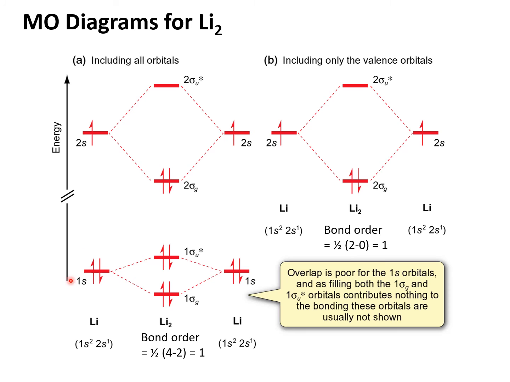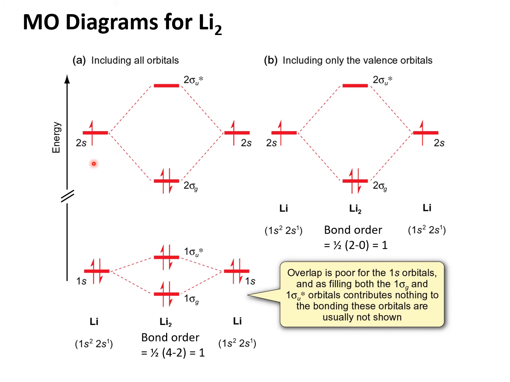Okay. Now, even though we've shown the molecular orbitals formed by the 1s atomic orbitals, they actually don't contribute very much to bonding. This is because they represent core electrons, right? In the case of lithium, the 1s atomic orbitals are core electrons. As a consequence, the overlap between the 1s orbitals is very poor, and so they really don't contribute anything to bonding in the molecule. As a consequence, we usually just show the upper half of the MO diagram, which represents the valence electrons.